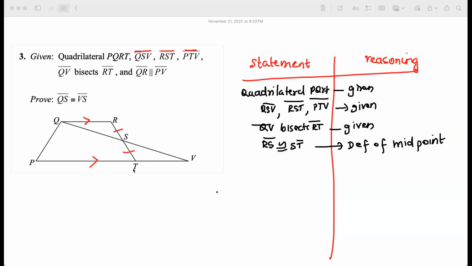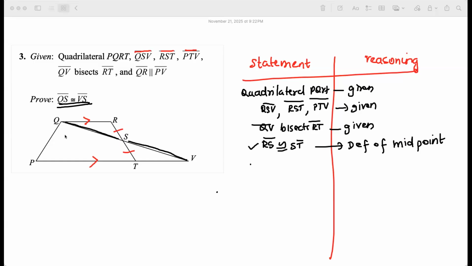Yeah. And then see, okay. Just check what you are going to prove. QS and VS. QS and VS are congruent. They are part of two triangles. Do you see? Yes. Is there any way we can prove they're congruent? So we can say CPCTC. Okay, so since RS and ST are congruent. Yeah, that is already done.